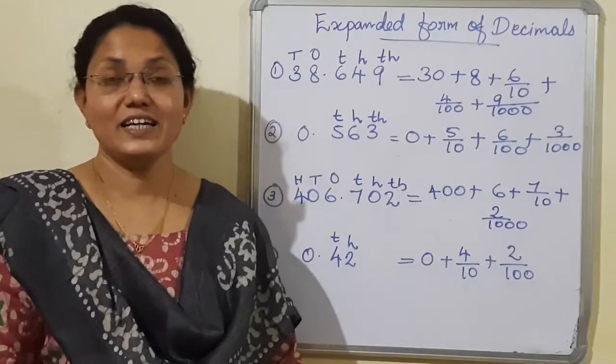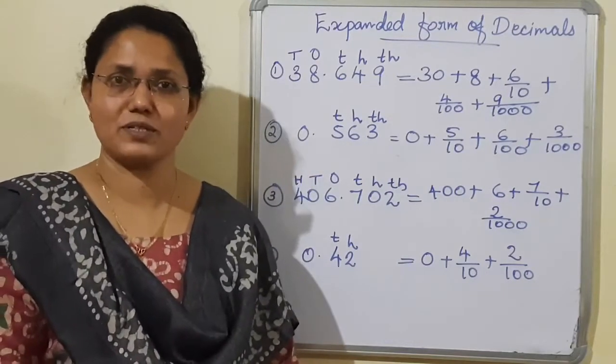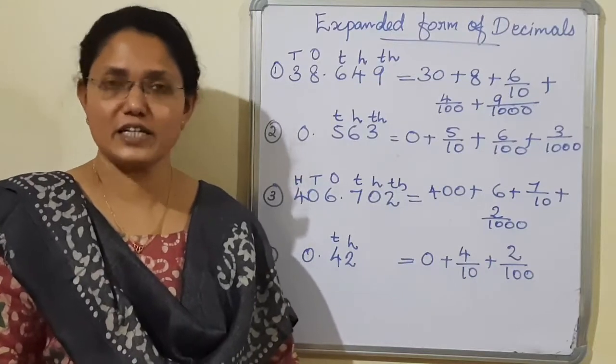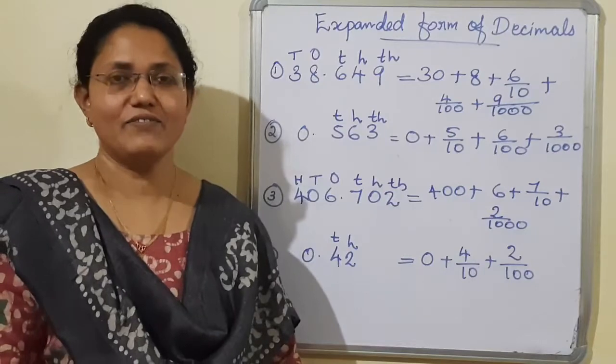Now we can learn, if we are getting an expanded form, how to write its standard form. Standard form means the given expanded form, we have to write it as a single number. Okay, we can do it now.